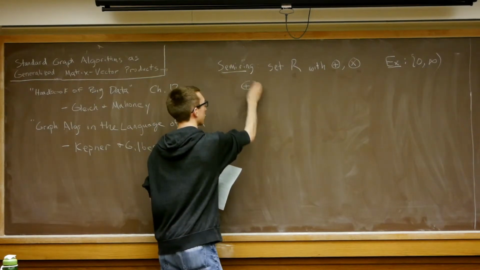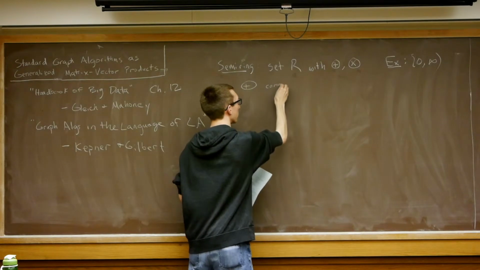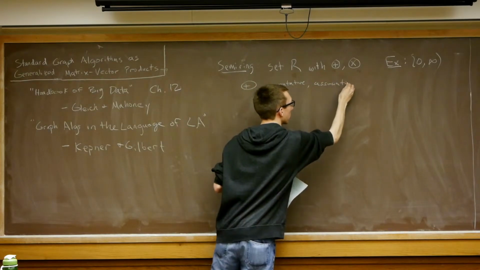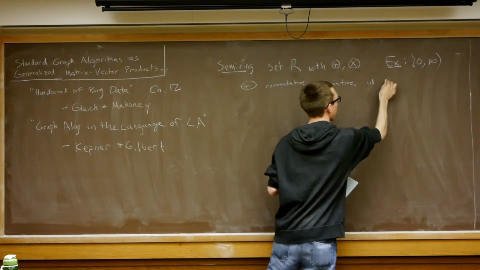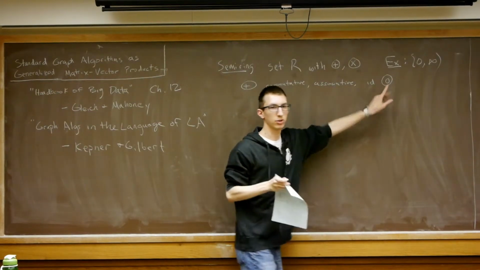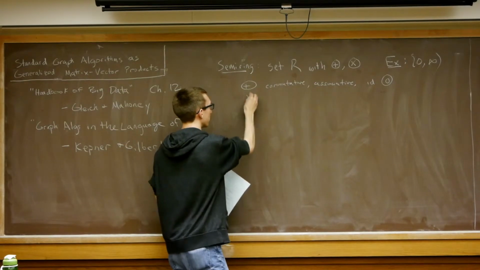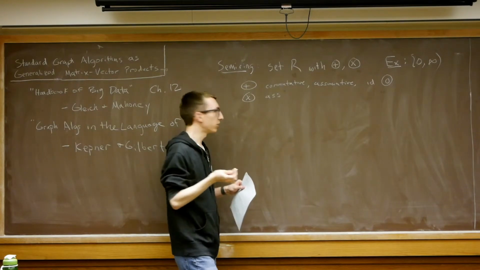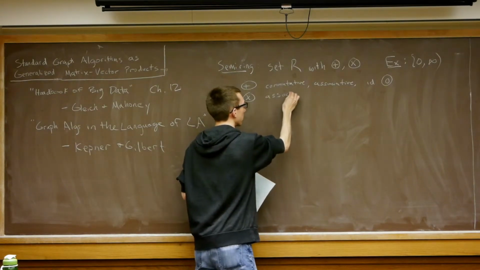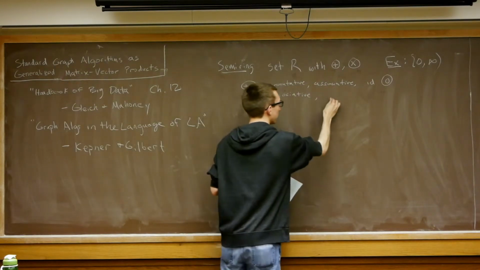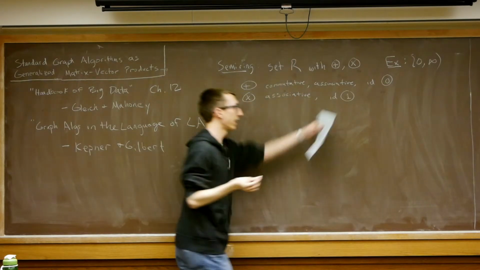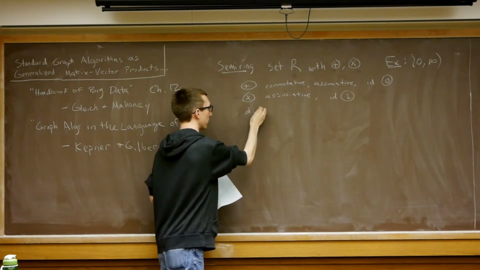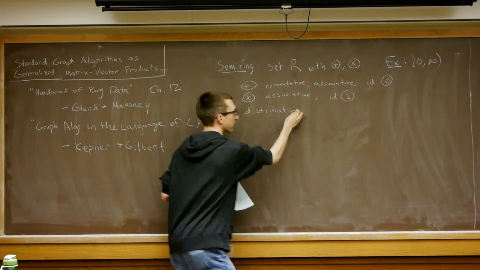So first, the addition operation needs to be commutative and associative. And there needs to be some sort of an identity, and we call it 0. And again, I'm going to put a circle around it because it could be the number 0, but it may not be. We also have the multiplication operation, which doesn't need to be commutative. In all of the cases I'm going to talk about today, I think it will be commutative, but it doesn't have to be for it to be a semiring. And there also needs to be an identity, and we call that 1. Again, it could be the number 1, it may not be. And then there's a distributive property.